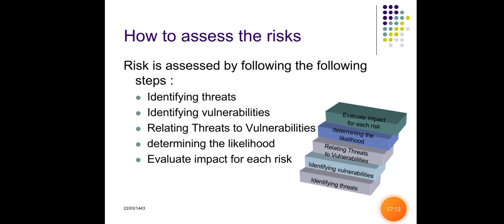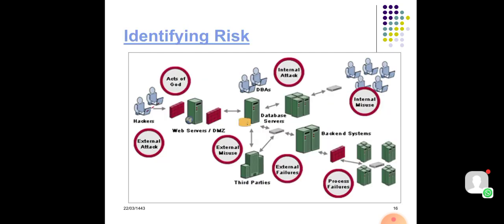So on the basis of that threat, you need to properly find out which threat will occur from which weaknesses. Then we have to evaluate the particular impact for each risk. So if a risk occurred, then how it will impact the particular system, how it will damage the particular system, that we need to identify in this step.